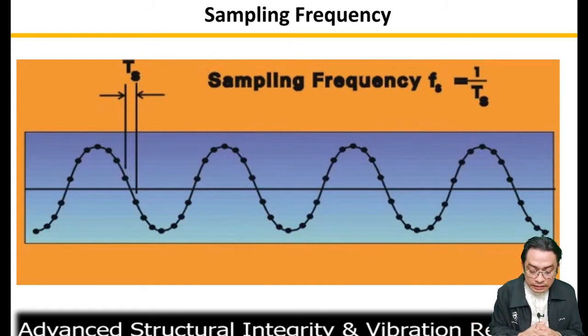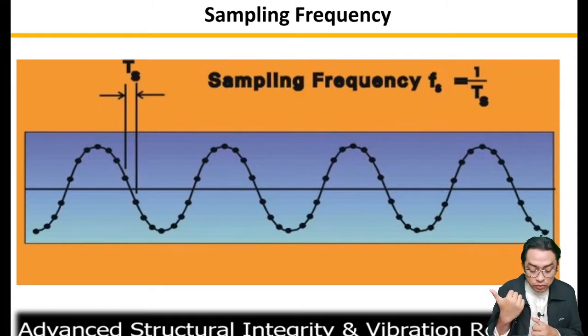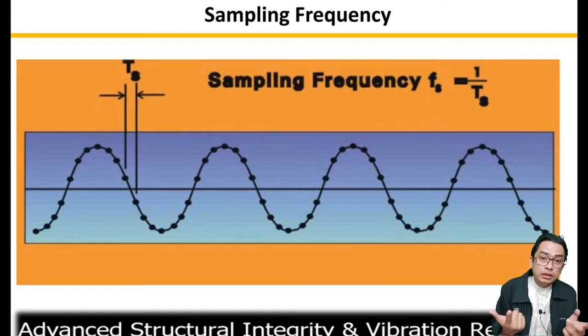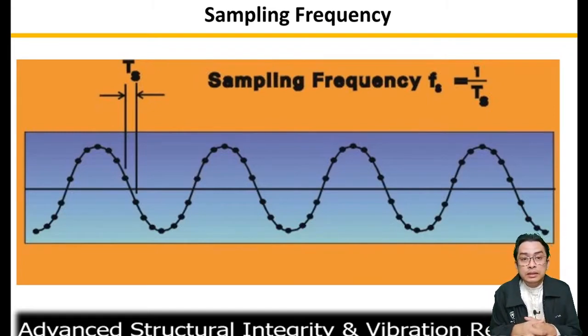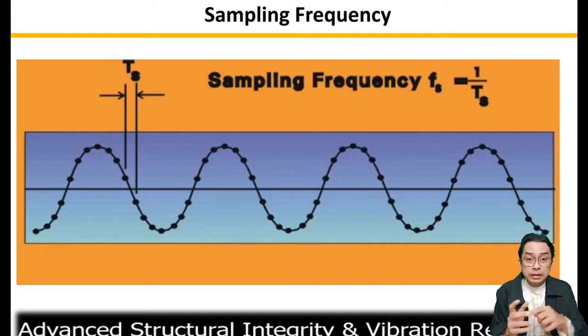So for the sampling process, we need to know two things. First, the sampling frequency, and the second one is the sampling period. The relation between the sampling frequency and the sampling period is that they are inverses of each other. So sampling frequency Fs is equal to the inverse of the sampling period. Sampling period is the distance between two samples that represent an analog signal.